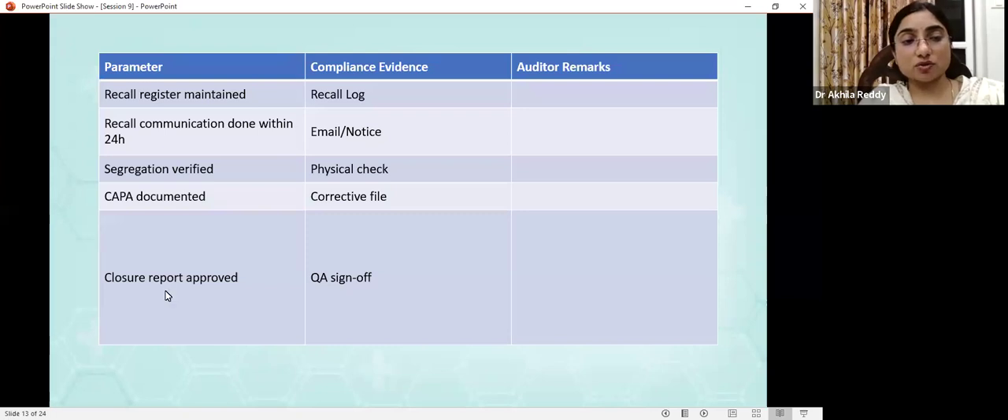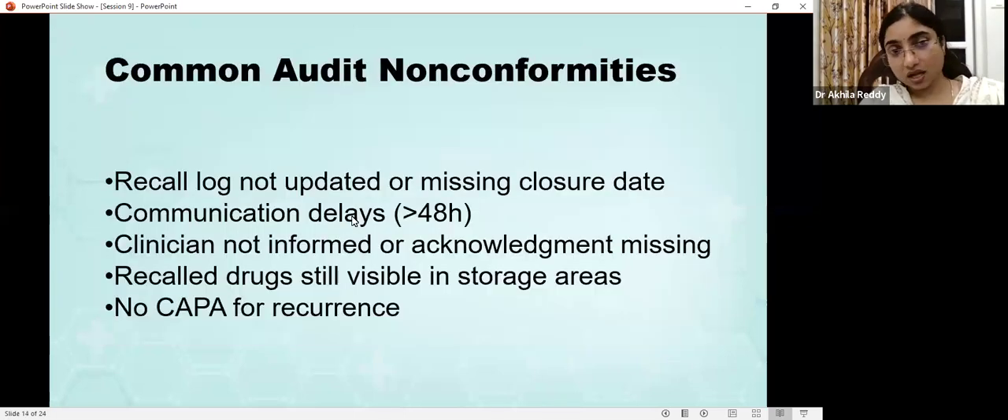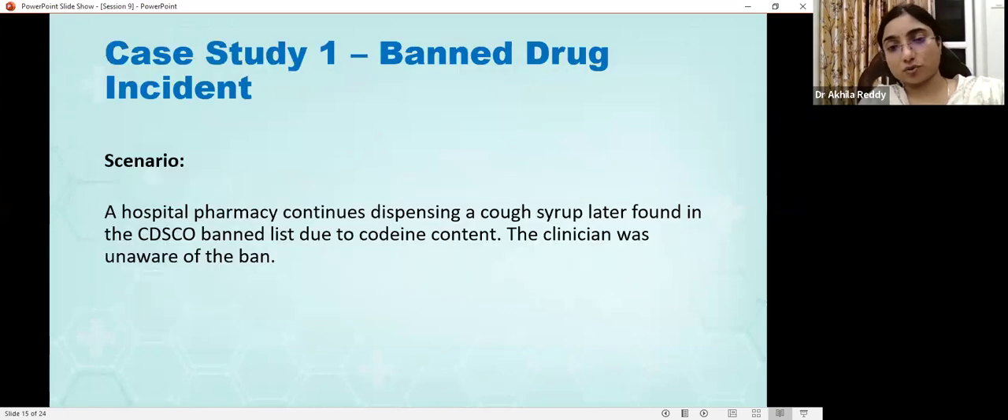Being an auditor, you must know what parameters you are supposed to check in a drug recall, and this is the compliance. And these are the non-compliances in your audit. So this is how we have gone through what the drugs are, how they get banned, what a drug recall is, and what the resources are.